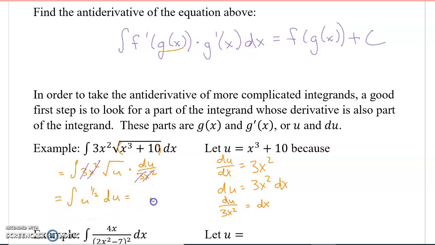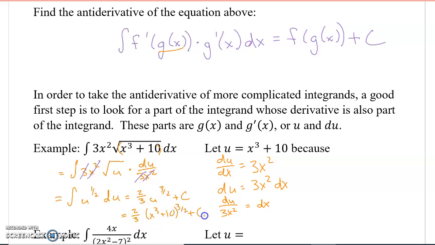We just bump the exponent up by 1, right? The 1/2 bumps up to 3/2. We divide by 3/2, which is multiplying by 2/3, and we get an antiderivative. Now, we don't leave the answer like this, because our original problem was an x dx problem, so we want to make sure our answer has x's in it. So we'll substitute back in what u equals, which is x cubed plus 10. Don't forget that last step.